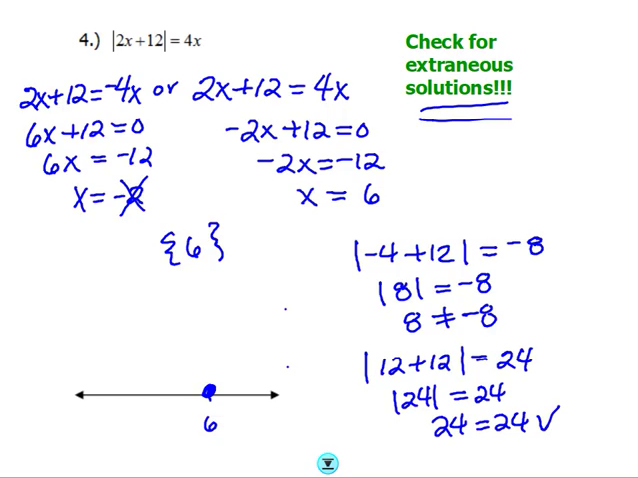So what was special about this equation? How was this equation different than the others? Well, you may say, notice that there are variables on both sides, or x's on both sides. That's a dead giveaway that there might be a possible extraneous solution. So make sure you check.